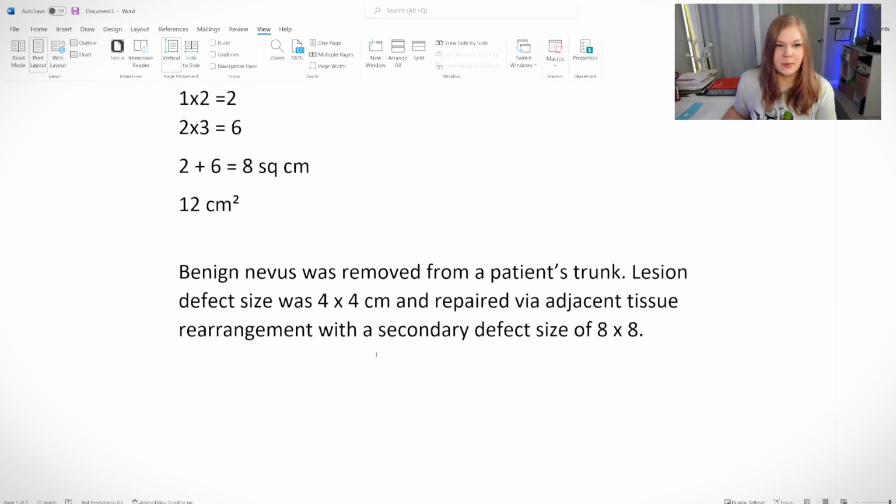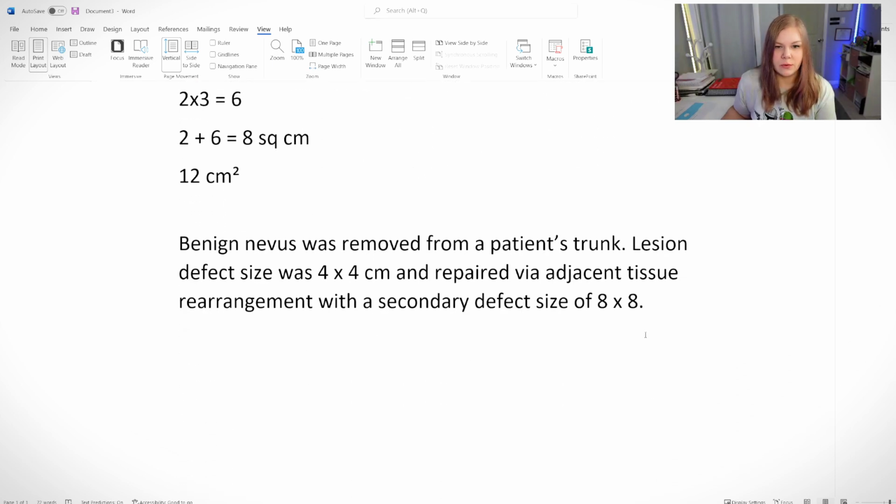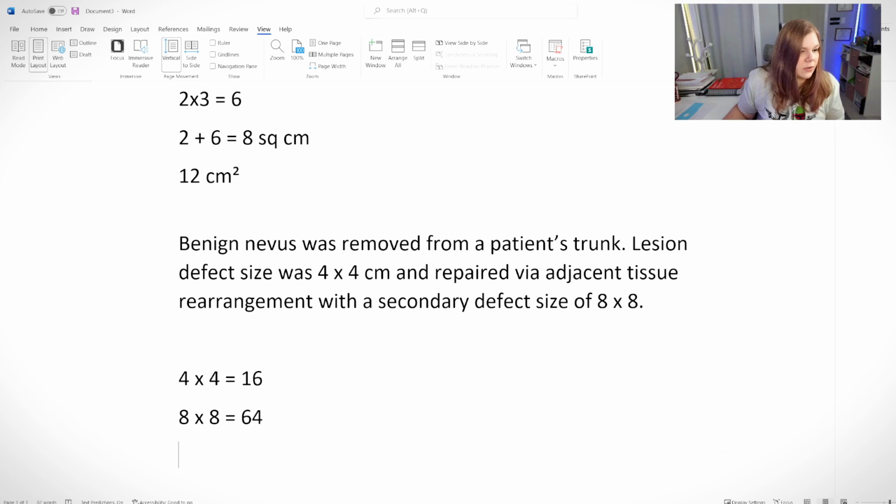Now my next example here, we have a benign nevus. It was removed from the patient's trunk. Lesion defect was 4 by 4, repaired via adjacent tissue rearrangement with secondary defect size of 8 by 8. So again, we're going to do our math of our first defect. 4 by 4 is 16. And then we have 8 times 8 is 64. Don't be afraid to get out your calculators for this, because I sure as heck am.